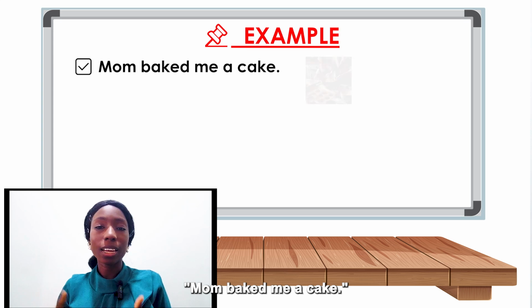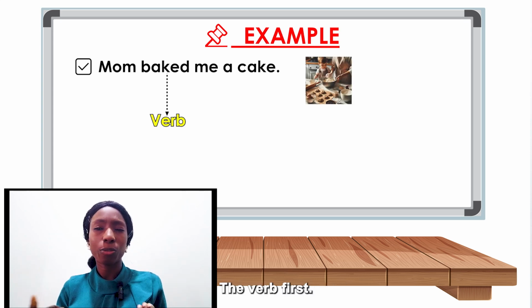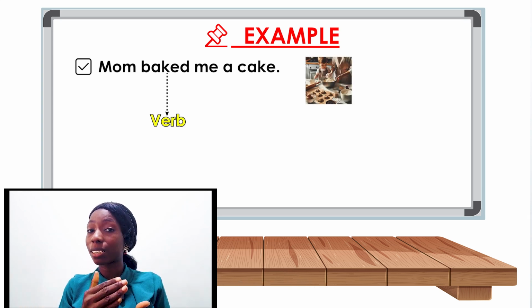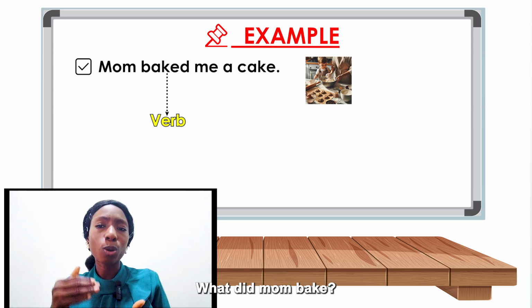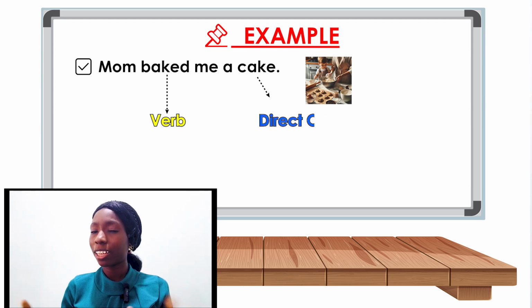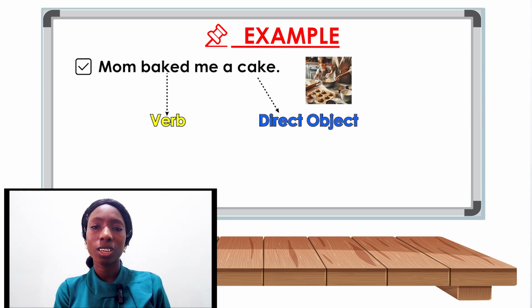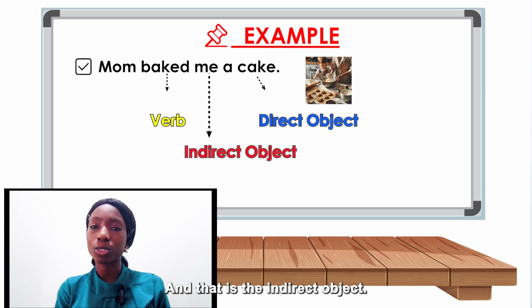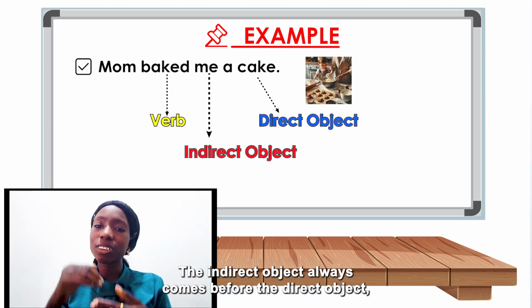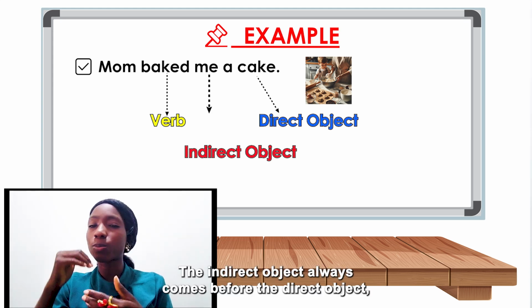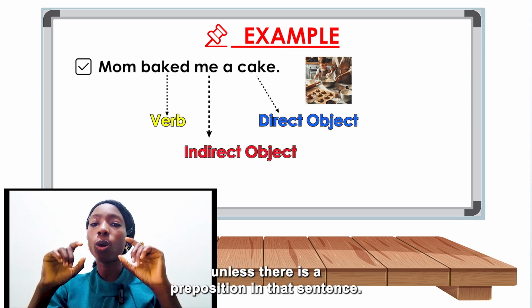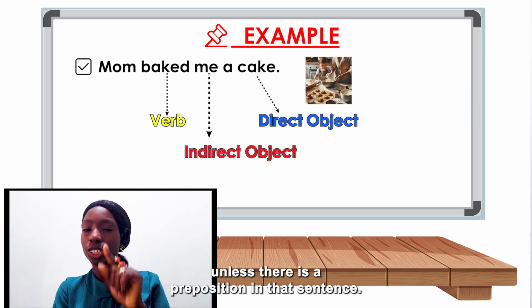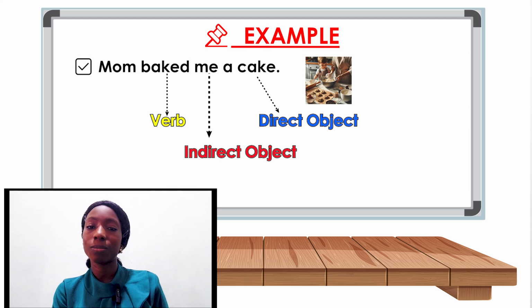Example 2. Mom baked me a cake. The verb first, baked. What did mom bake? A cake. That is the direct object. For whom? Me. And that is the indirect object. The indirect object always comes before the direct object unless there is a preposition in that sentence.